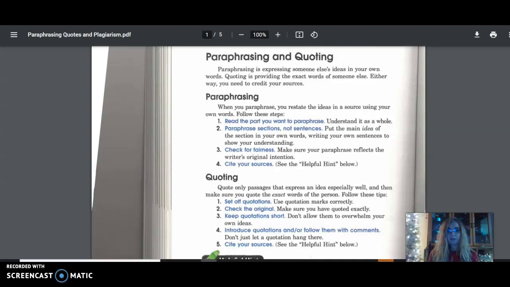The first step says, read the parts you want to paraphrase and understand it as a whole. That goes without saying. Whenever you are going to use a piece of information, you need to understand it. And paraphrasing in and of itself will help you deepen your understanding of whatever piece of information you're looking at.